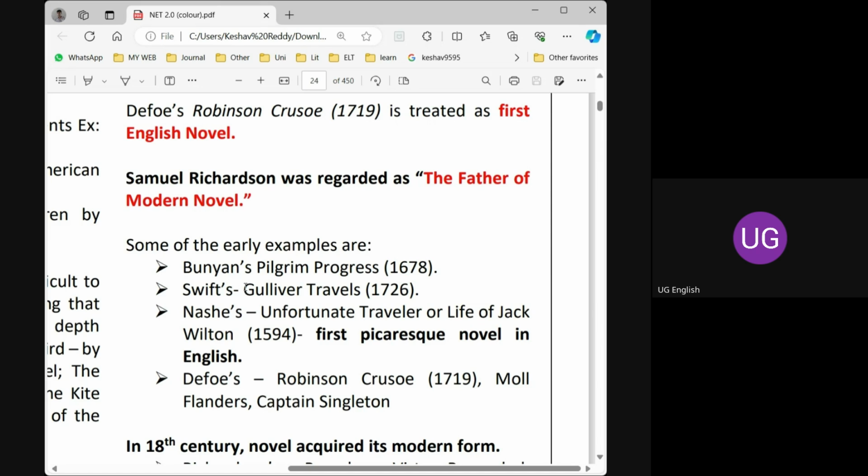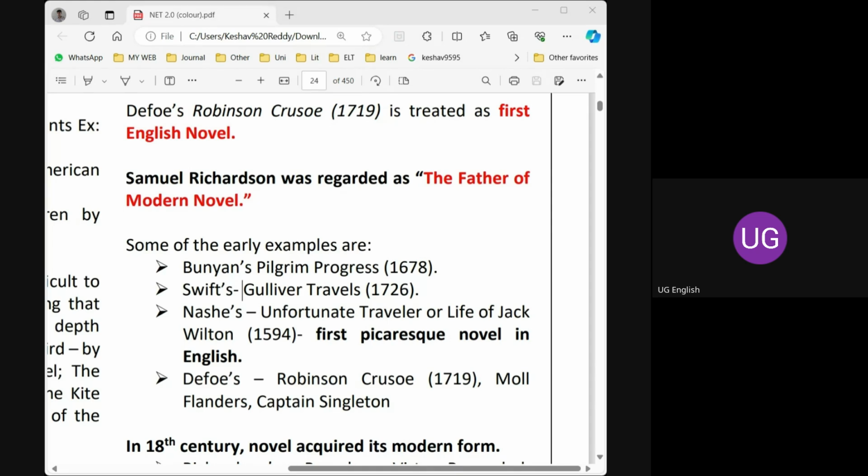Here we have a new term, picaresque novel. What is the meaning of picaresque novel? Can anyone answer my question? If you know, please type it in the chat box. What is the meaning of picaresque novel? Yeah, rogue. Srinivas, right answer, very right answer.